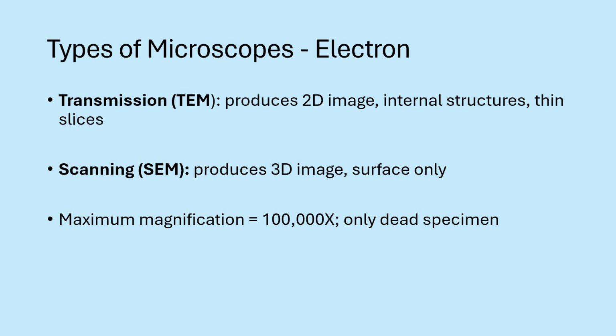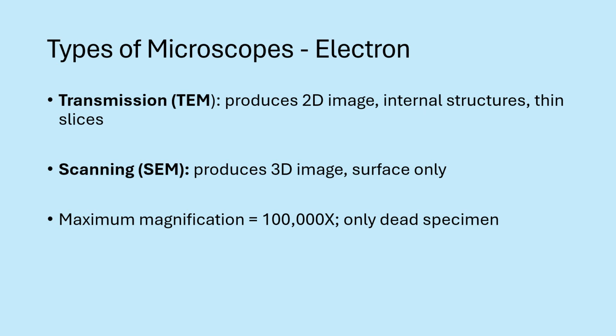The maximum magnification is 100,000 times. So you can obviously magnify a lot more with the electron microscope than you can with the light microscope. The drawback, or one drawback of an electron microscope, is that the preparation process is going to kill your sample.